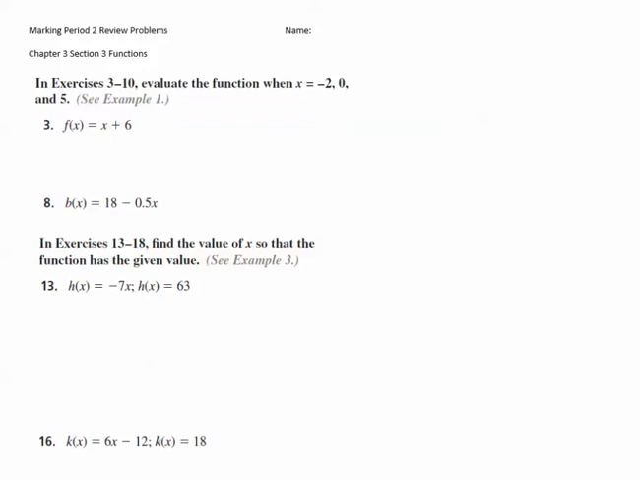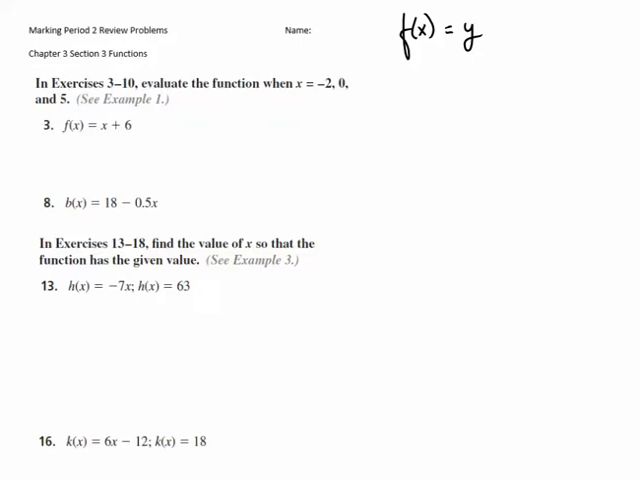In this video, we'll begin to look at review problems for the second marking period. We start out with Chapter 3, Section 3 on functions. With functions, there's a few basic things that you need to understand. f of x is just another way of saying y. Now, why would we do that?